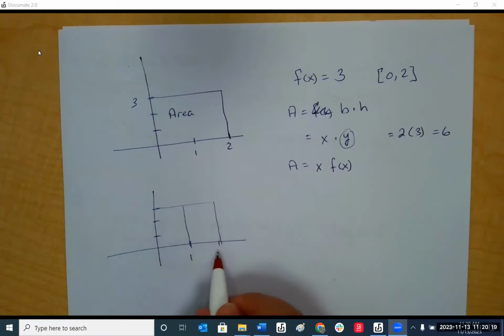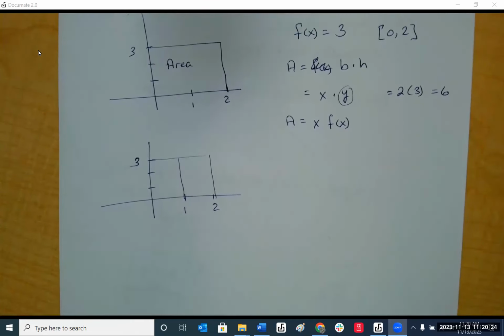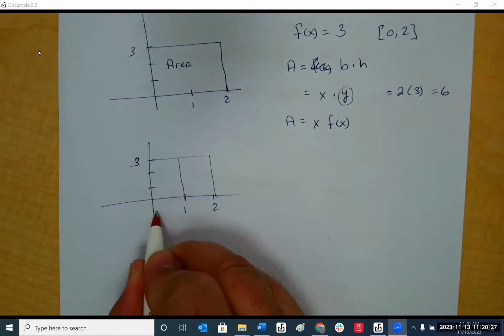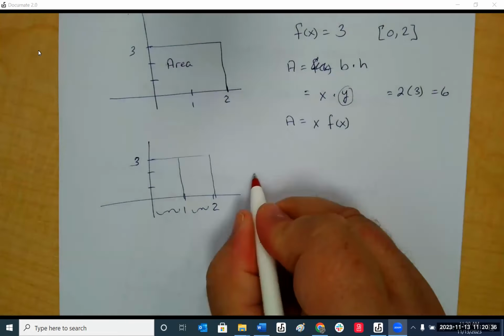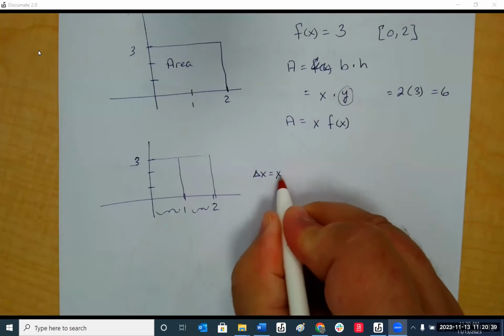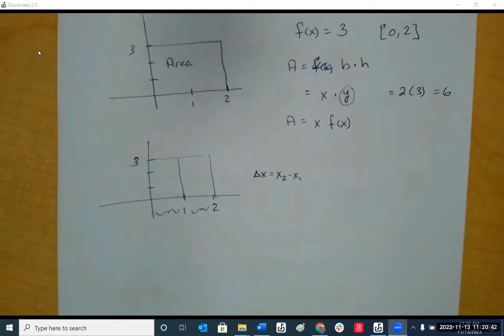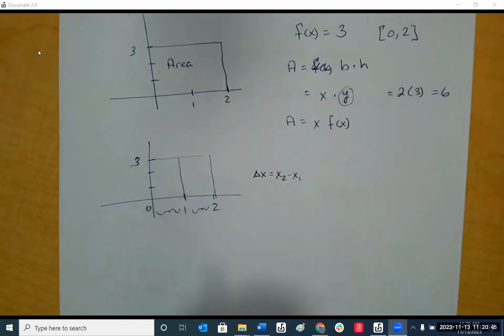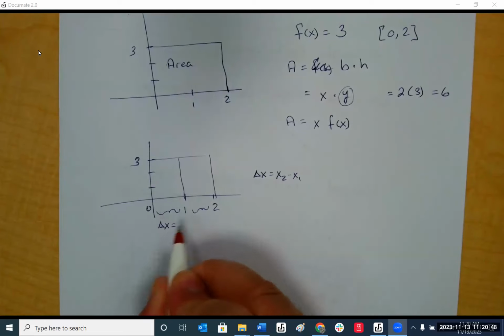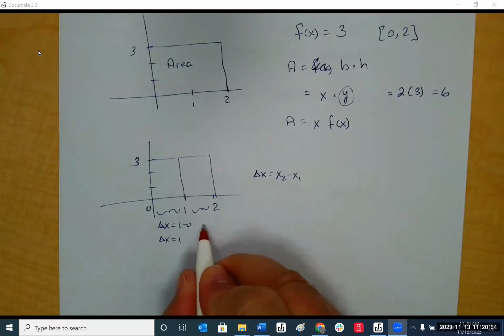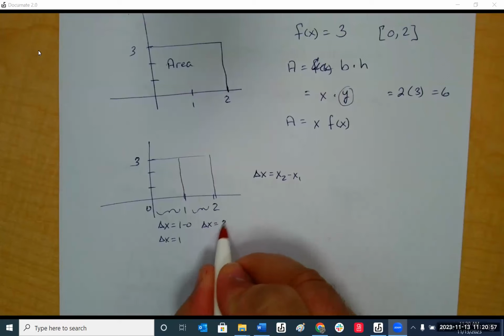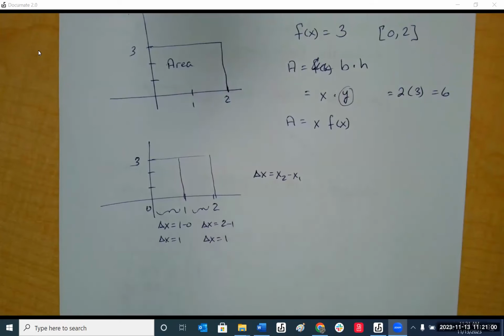What if we split it up into 2 sections? Now we have a subdivision of our domain, and that's what we define as delta x. It's x2 minus x1, a change of x. So the delta x in the first one is 1 minus 0, and the delta x on the second interval is 2 minus 1, which is also equal to 1.